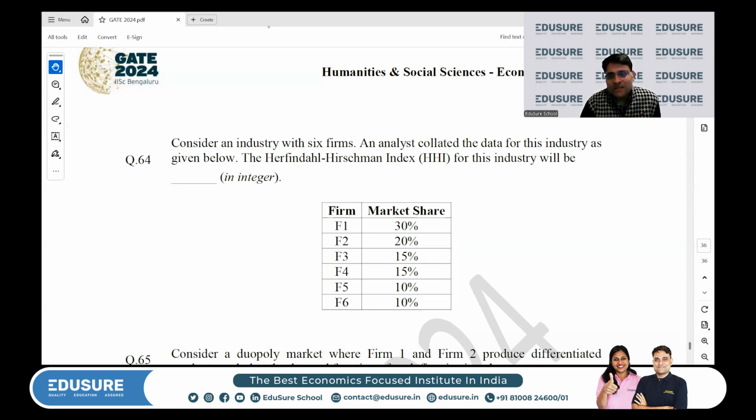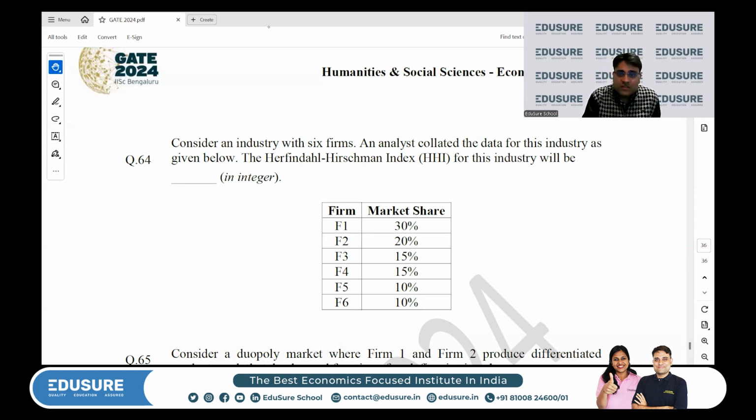It helps us identify whether an industry is dominated by a few large firms or has a more competitive structure. If we have a few large firms, the HHI is very high. If there is very high competition, where many firms each have a very low market share, then we have a very low HHI. It also guides policymakers in deciding whether to regulate industries based on their concentration levels.